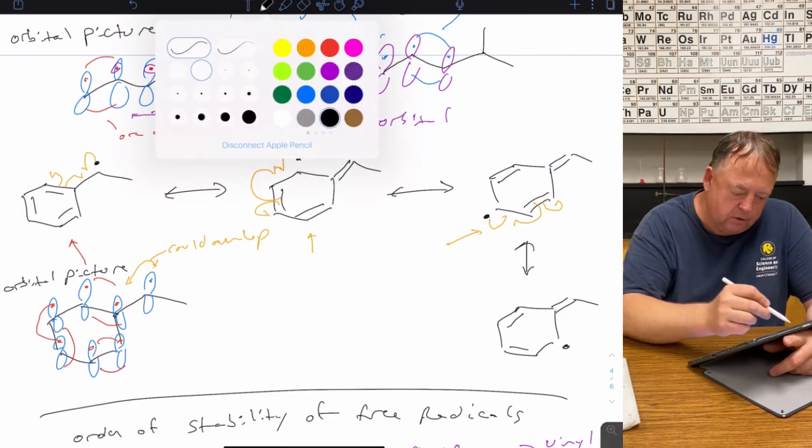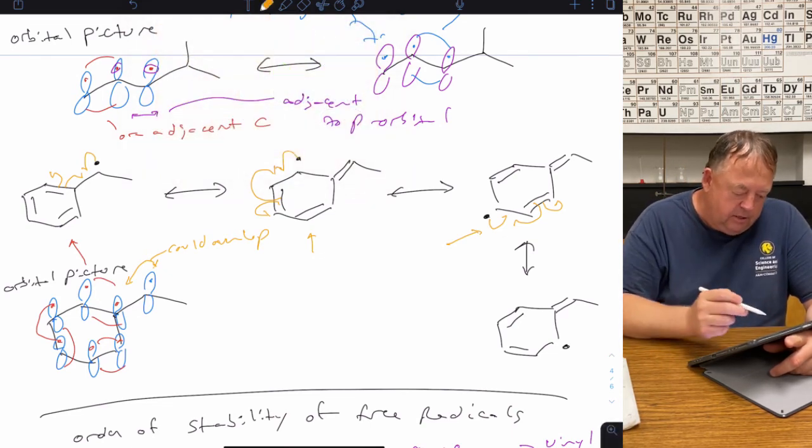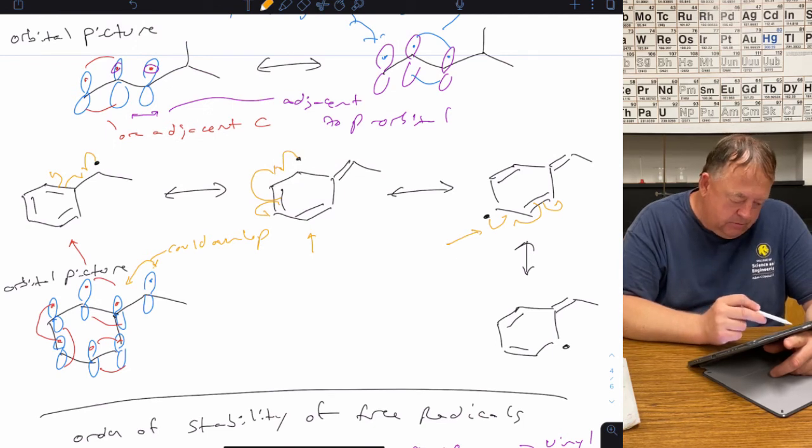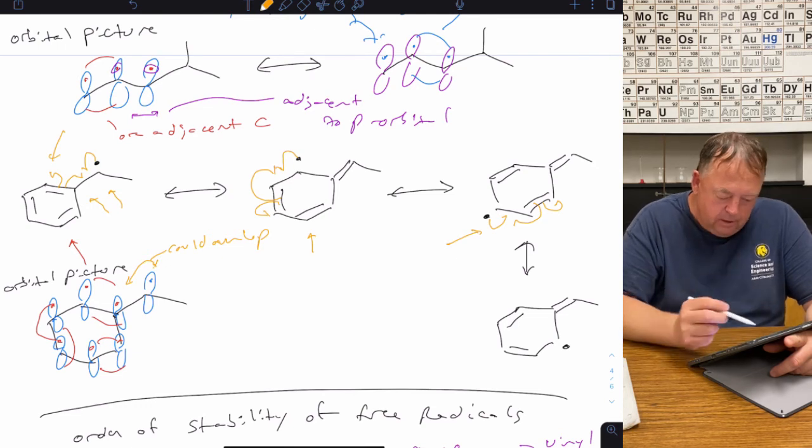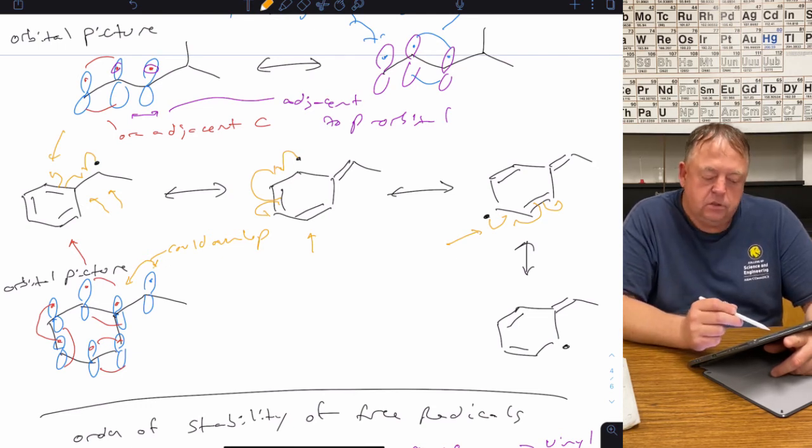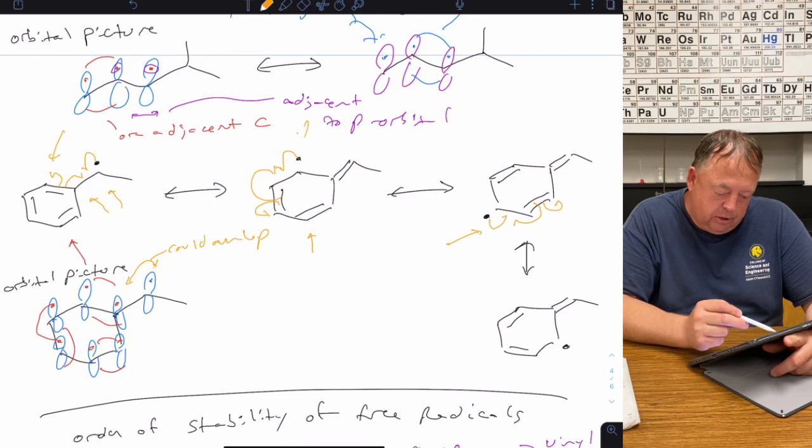So if you notice, the radical skips positions. It started there, and then we skipped that carbon, and then it ended up there. And the same with the next resonance structure. It started there, and then we skipped that spot, and then it ended up there.